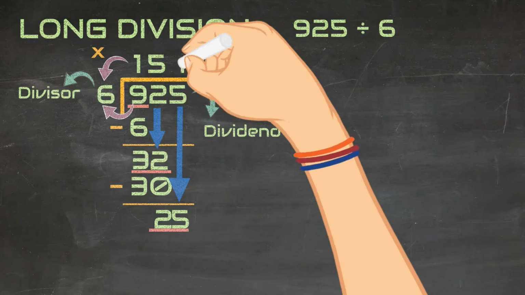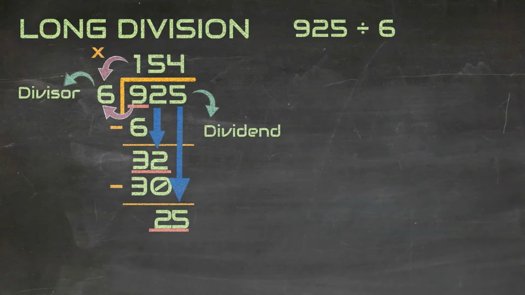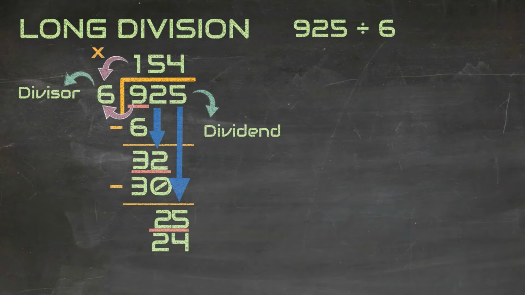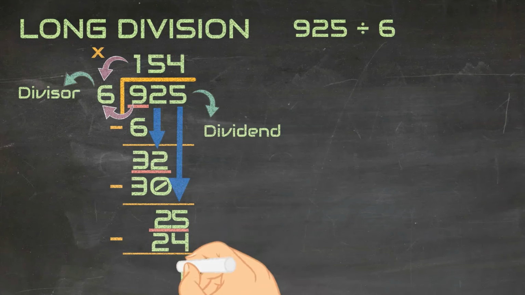Let's try 4. Write 4 on top and aligned with 5. 4 is then multiplied by 6. 4 times 6 equals 24. The product is then written below and aligned with 25. The difference between 25 and 24 is then taken. 25 minus 24 equals 1. 1 is less than 6, and this means 4 is the correct quotient of the third iteration.